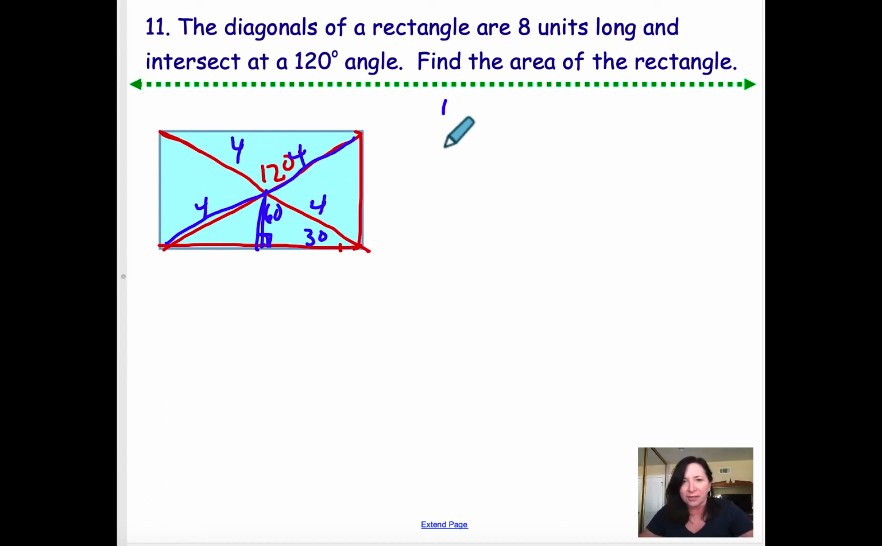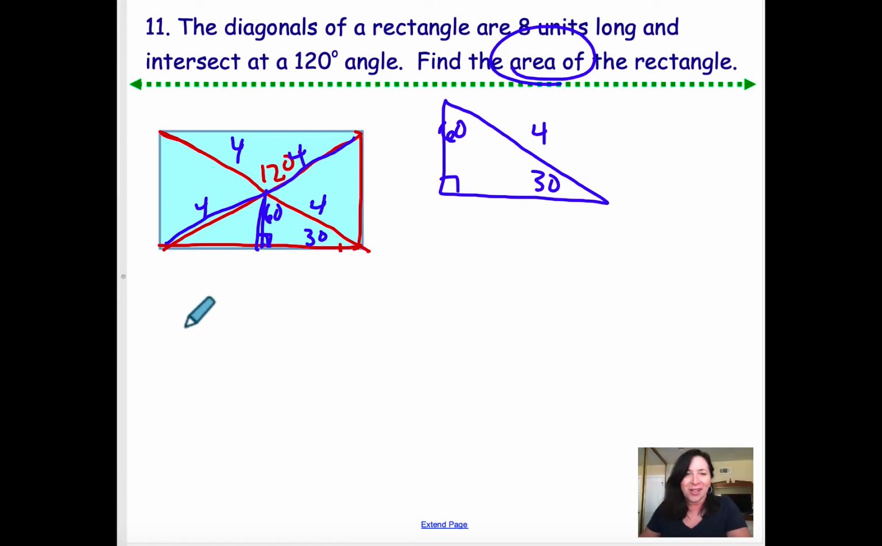Okay, so realistically, I'm going to redraw this, okay, like this. This is what I have. I got a 60-degree angle here, and a 30 here, and a 4. Our job is to... What is our job? To find the area of the rectangle. The area of a rectangle is equal to base times height. I don't have either one, but I do have a bunch of information, so we can do this.